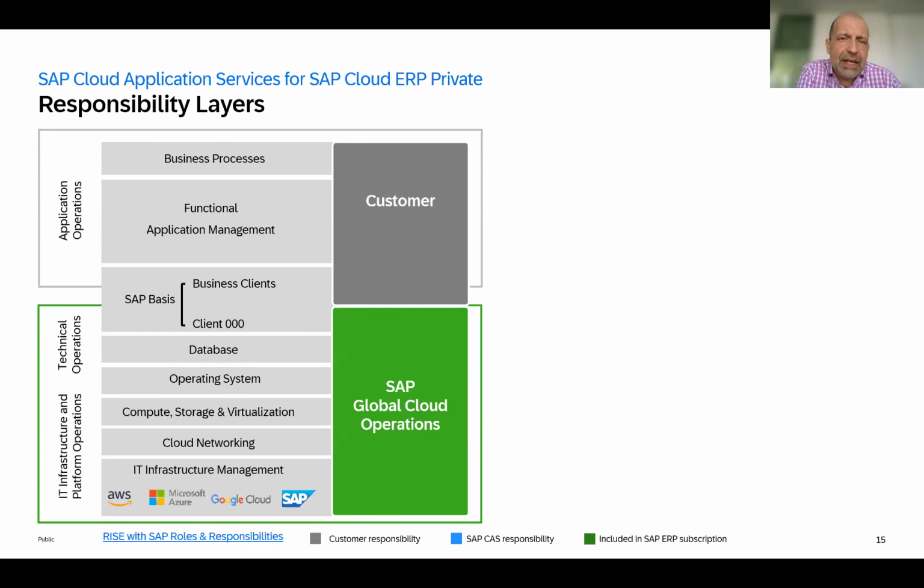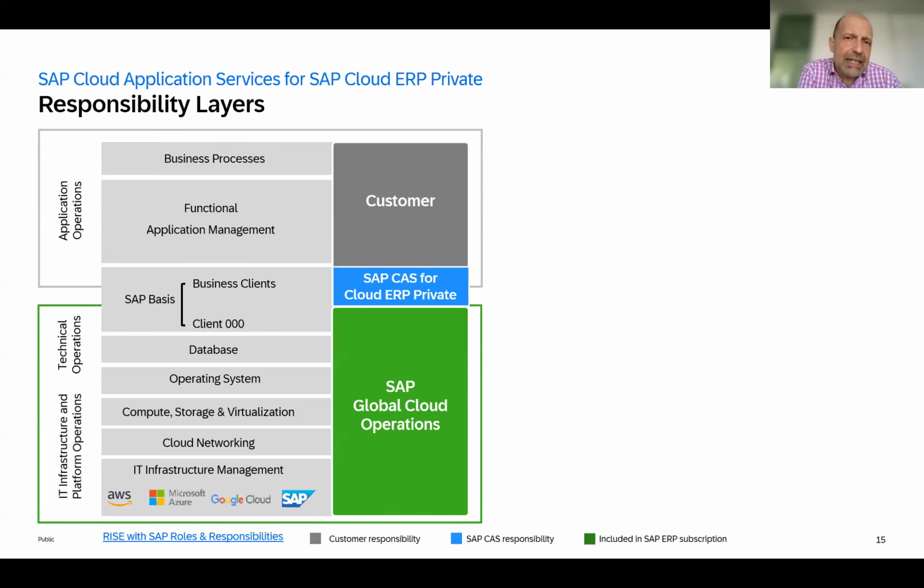There are some remaining tasks also in the SAP basis client, client zero, in the business client. And here is our main offering from a more technical point of view. We have an offering called SAP CAS for Cloud ERP Private. It means we close the gap between the application operations part from a functional perspective and the technical topics.